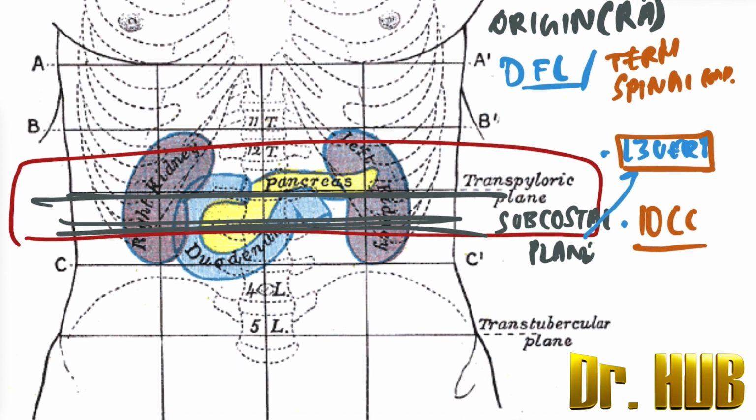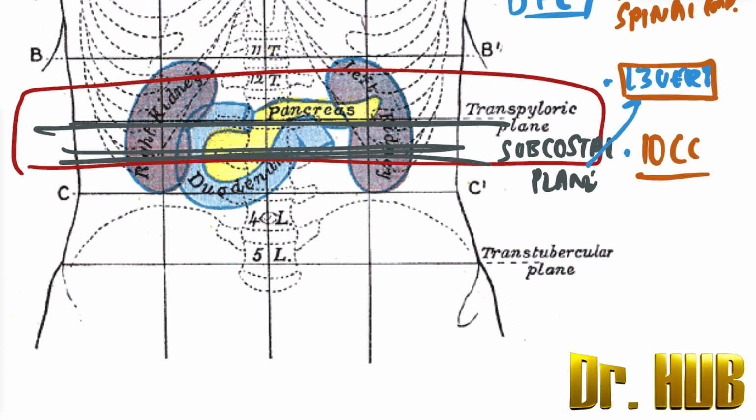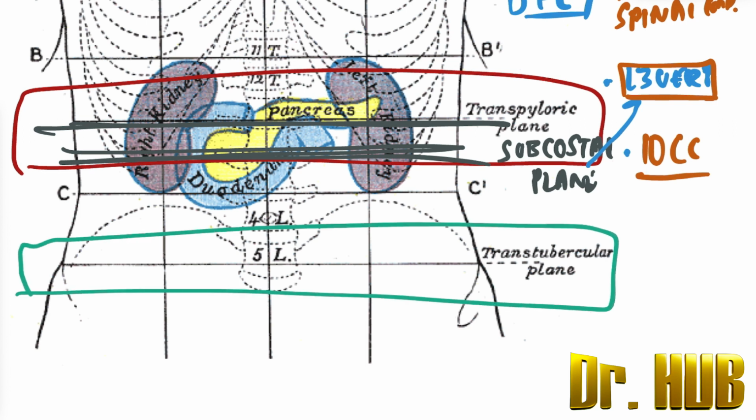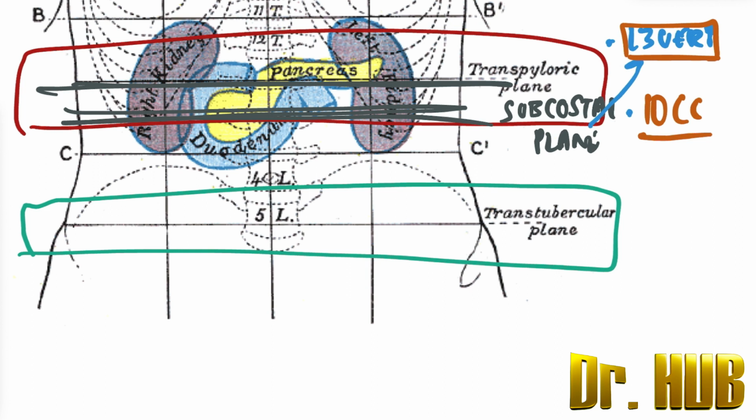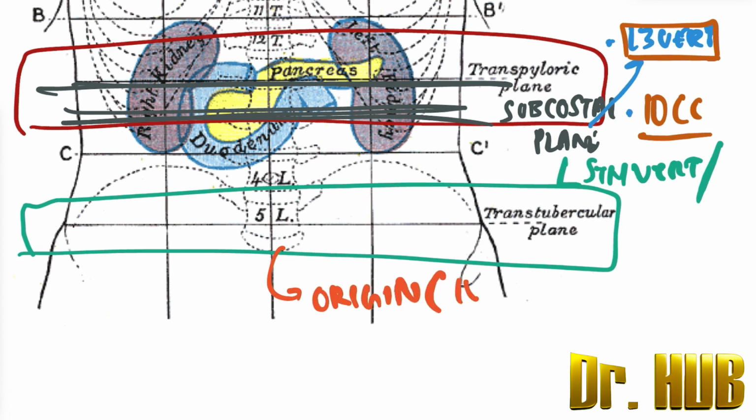Next, we move on to the transtubercular plane. As the image suggests, it is the fifth. It contains the L5 vertebra, and it is the origin of the inferior vena cava.